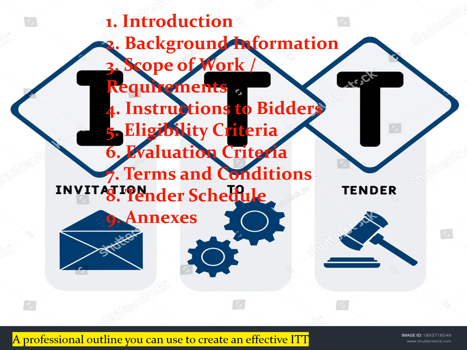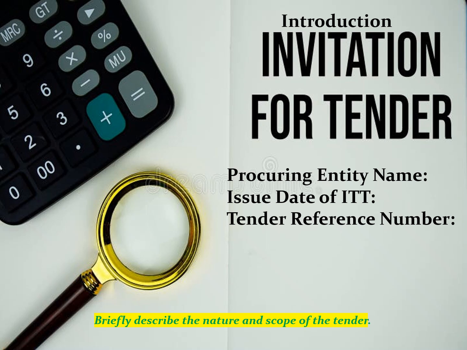Here is a professional outline you can use to create an effective ITT. First is introduction, second is background information, then scope of work, requirements, also instructions to bidders, eligibility criteria, evaluation criteria, terms and conditions, tender schedule, and the last one is annexes. Now let's start explaining each section of the ITT with examples.